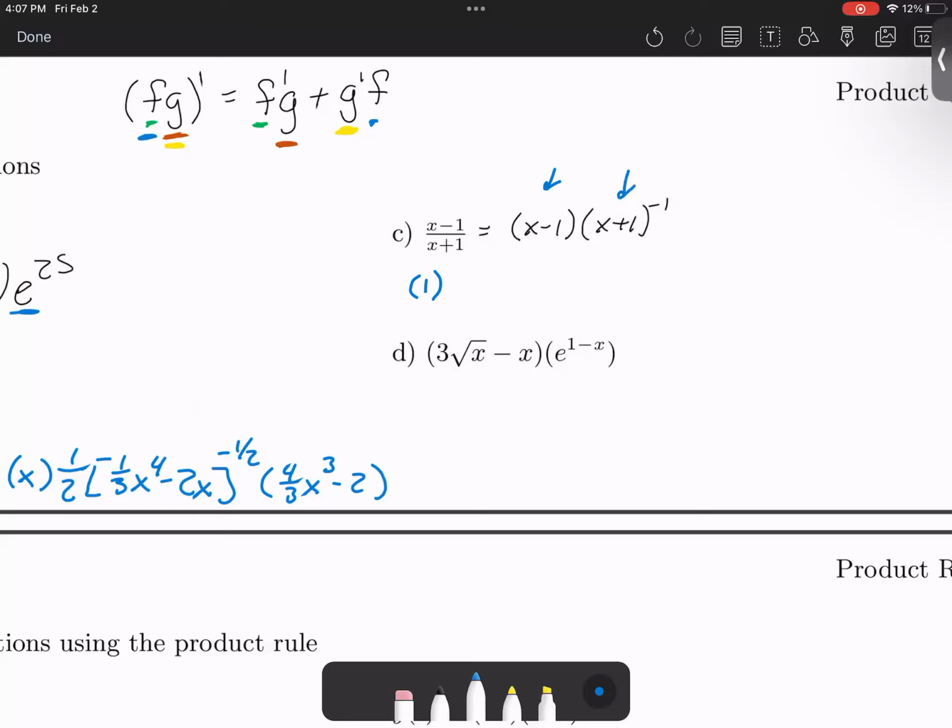The derivative of the second term. Ooh, sorry. I almost made the mistake, right? I'm not supposed to differentiate the second term. I'm just supposed to copy it down. All right, now I add to that the copied down first term and the differentiated second term.